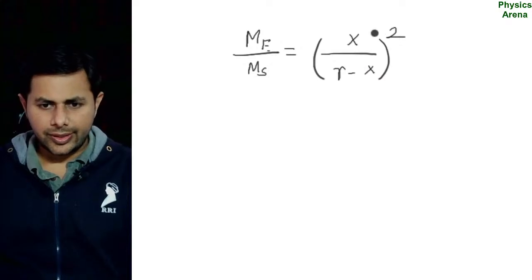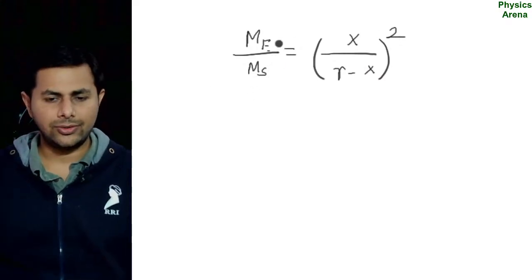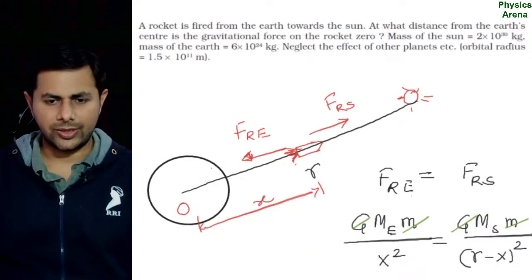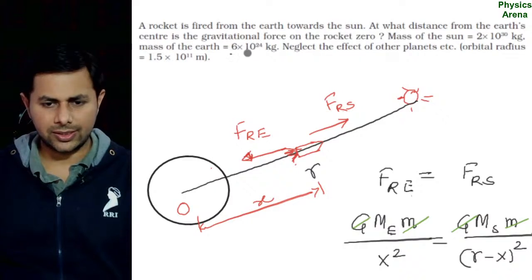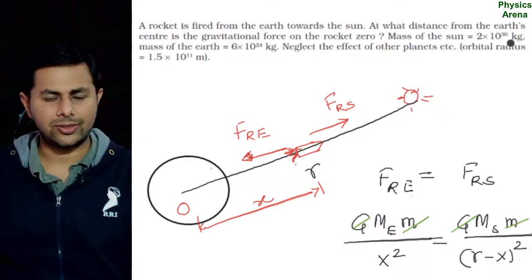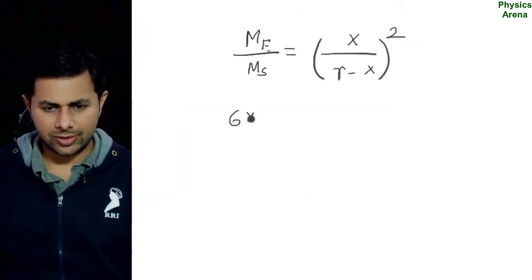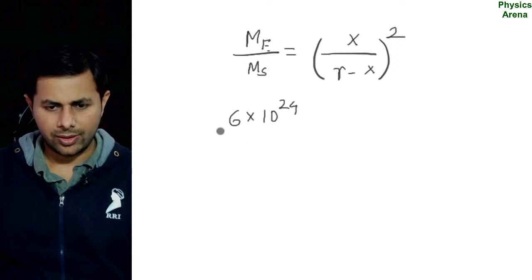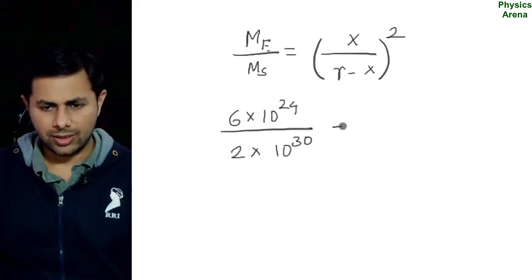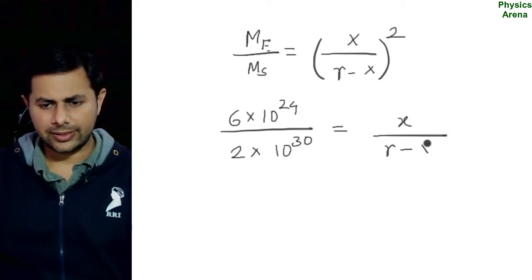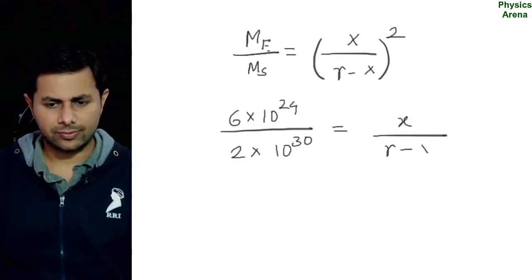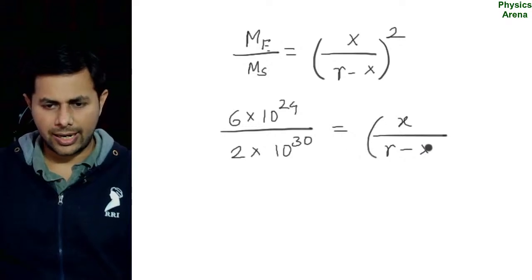All right, so now let's substitute the values. So mass of Earth is given. So mass of Earth is 6 multiplied by 10 raised to 24. Mass of Sun is 2 multiplied by 10 raised to 30. So let's put the values. So 6 times 10 raised to 24 divided by 2 multiplied by 10 raised to 30, and that's equal to x divided by r minus x, squared. I won't substitute r for now.